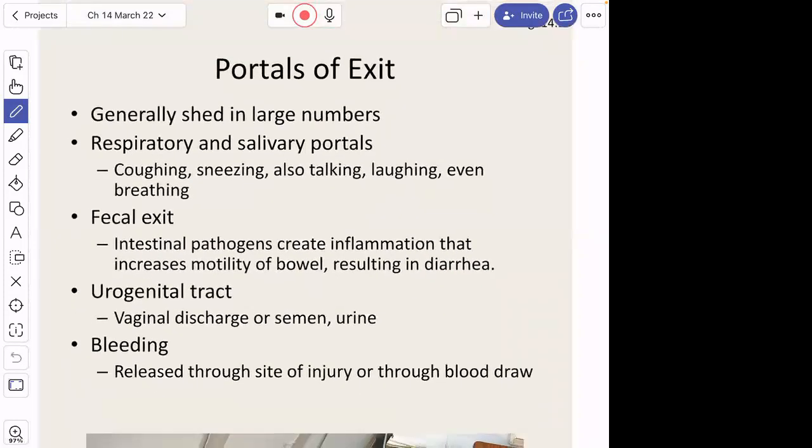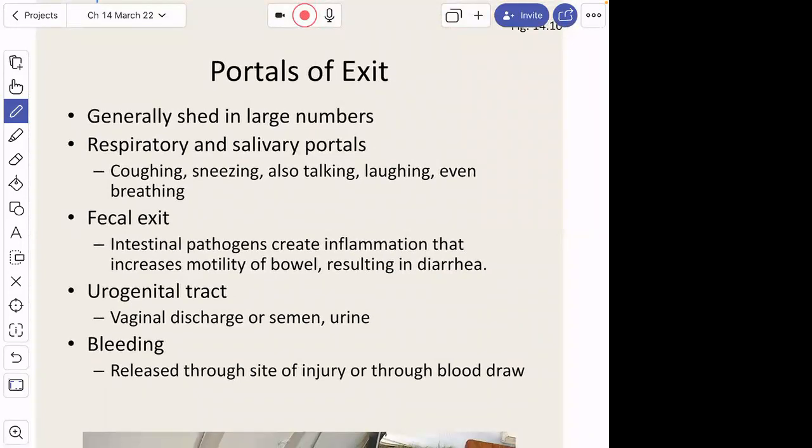All right, so a pathogen needs to be able to leave that host in order to infect more hosts. Generally, it's going to leave the host in larger numbers than what it came in. We talked about what an infectious dose needs to be for a pathogen to establish an infection. It may only be 10 or 100 cells or viral particles, but it's generally going to leave in much larger numbers than that, because it wants to have the best chance that it can to infect another host. So it's generally going to be shed in larger numbers. That's the principle there.